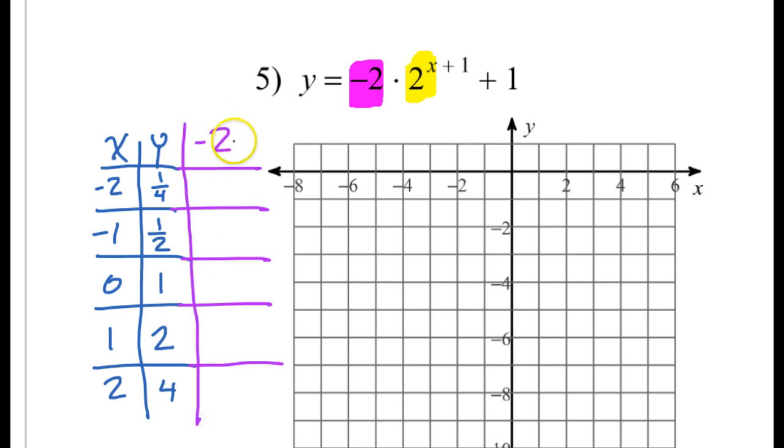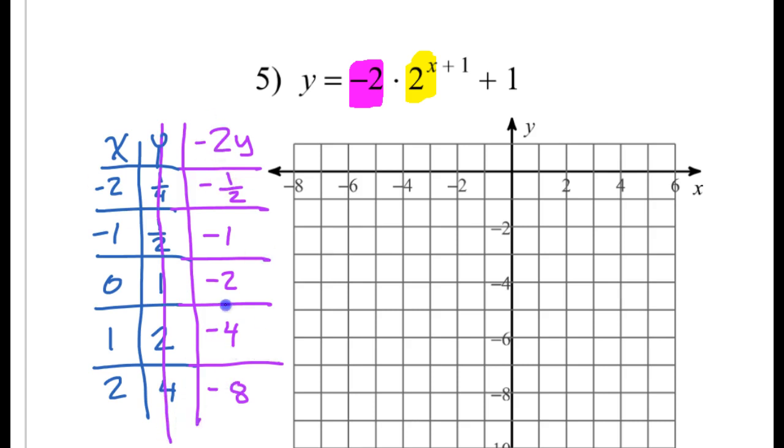And our new y column will be the a value times all the y values. So, -2 times 1/4, that's going to be -1/2. Half of -2 is -1. 1 times -2 is -2. -2 times 2 is -4. 4 times -2 is -8. So these are the new y values.